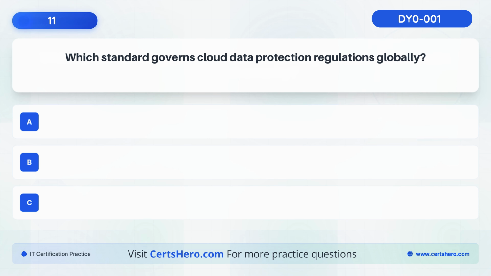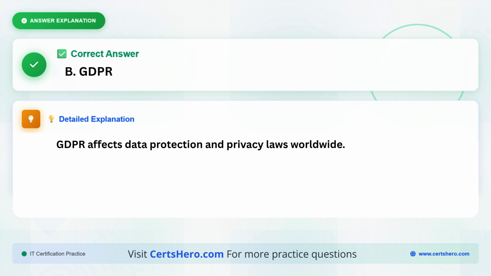Which standard governs cloud data protection regulations globally? A. ISO 27001. B. GDPR. C. HIPAA. Correct answer is B. GDPR. GDPR affects data protection and privacy laws worldwide.